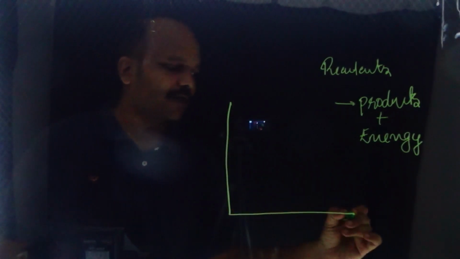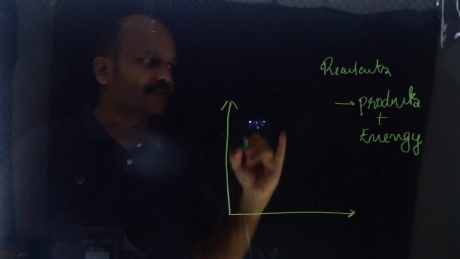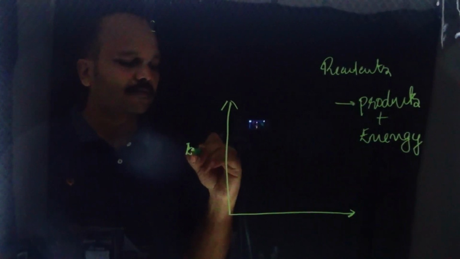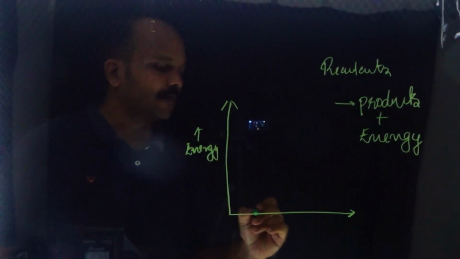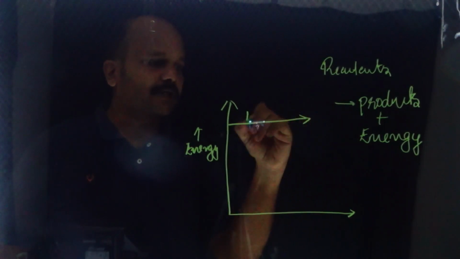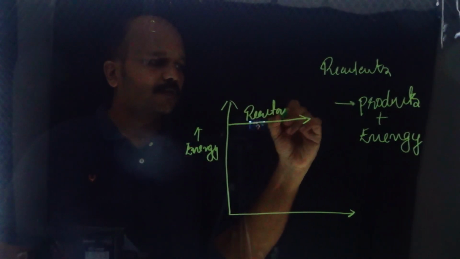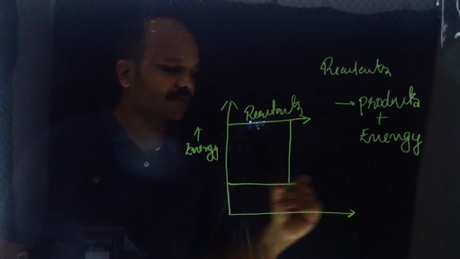Obviously, when we are drawing an energy level diagram, suppose we draw it like this. Here, let this be the reactants. When it is converting into products, products here.